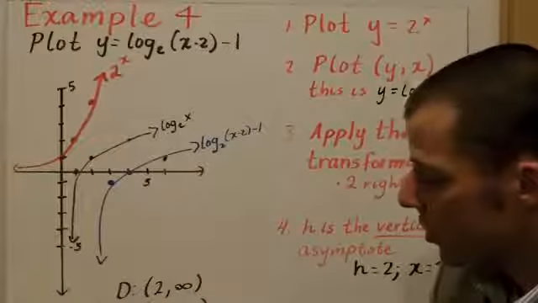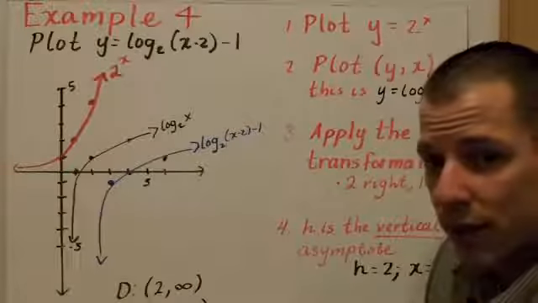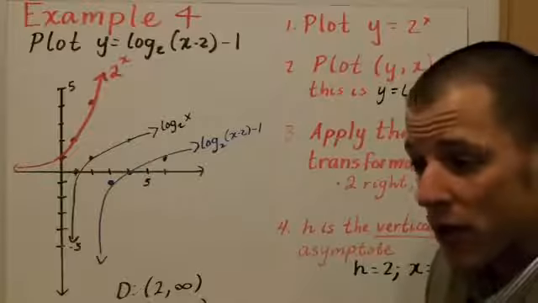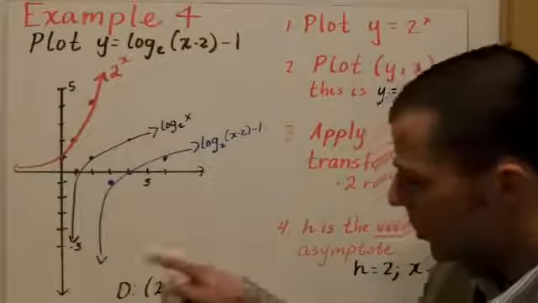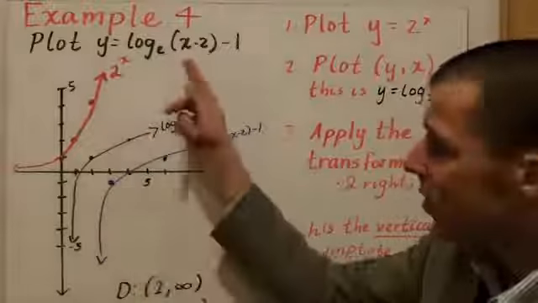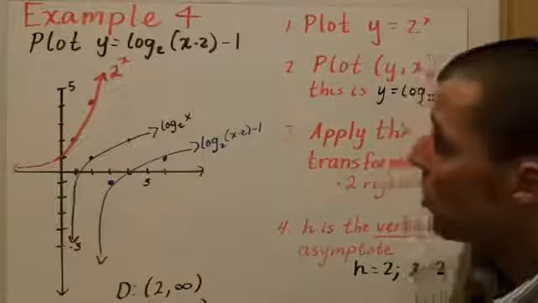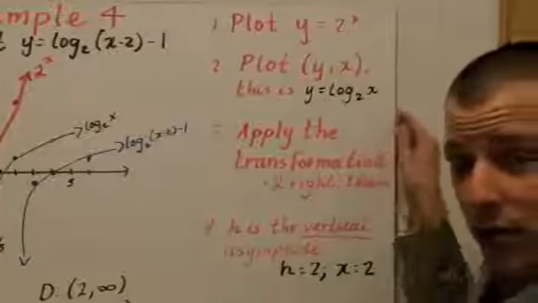And our range is still all real numbers. The range is not going to be affected with logarithms. The range is always going to be all real numbers for a logarithmic function. The domain changes as your h value changes. So this is logarithmic functions.